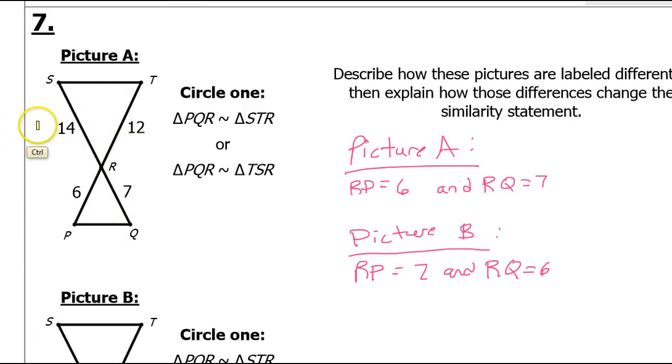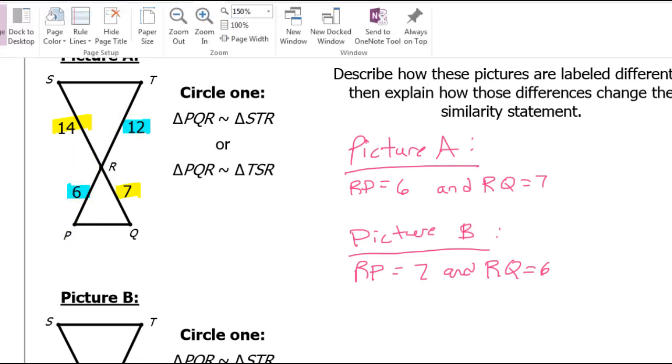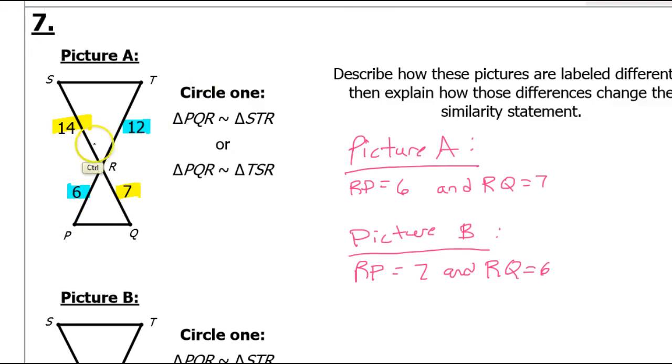So in picture A, the largest side of the top triangle is 14. And for the bottom triangle, the largest side is 7. So that means that these are corresponding. Okay, and then this is smaller and this is smaller. So those are corresponding. So when it comes time to talk about the order of the letters, okay, we know that these angles are going to be congruent because vertical angles are congruent.